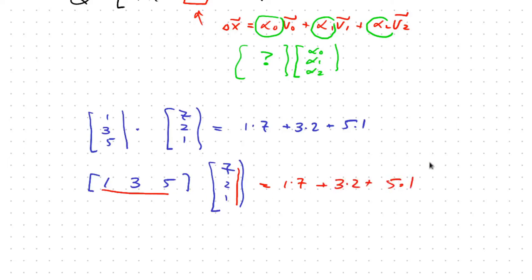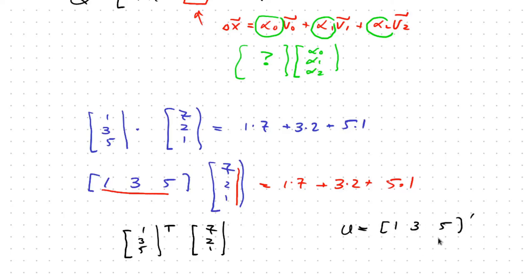In terms of my original matrices, this expression is the exact same thing as taking 1, 3, 5 transpose and multiplying by 7, 2, 1. It'll give me the exact same thing as this dot product. And keep in mind in MATLAB the notation to take a transpose is an apostrophe. So you'll see me do something like this. I'll say U equals 1, 3, 5 transpose. That'll make this a column vector. V is 7, 2, 1 transpose. This becomes a column vector. Now if I take U transpose times V, that will give me the dot product.